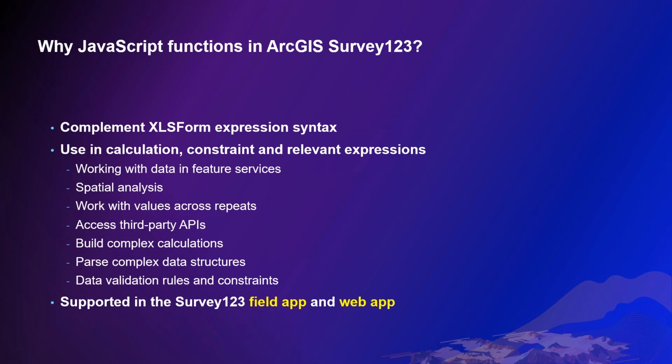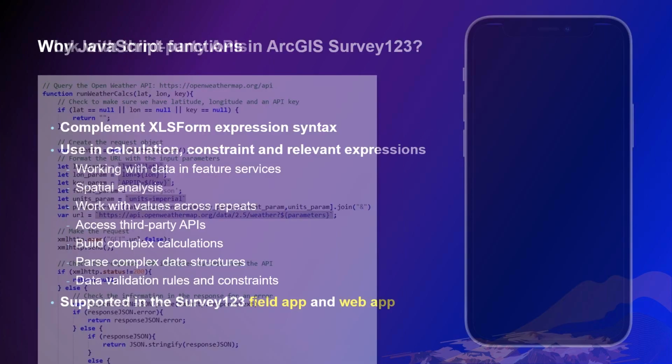You can maybe access a third-party API to gather live weather data from a location or to do a lookup search. And you could use that as part of a relevant statement or a calculation or a constraint. There are many workflows where you may want to use your custom logic to run your calculations, constraints, and relevant expressions. The use of custom JavaScript functions is supported in the Field app as well as the web application. So you write them once, and then you can leverage it in the Field app and the web.